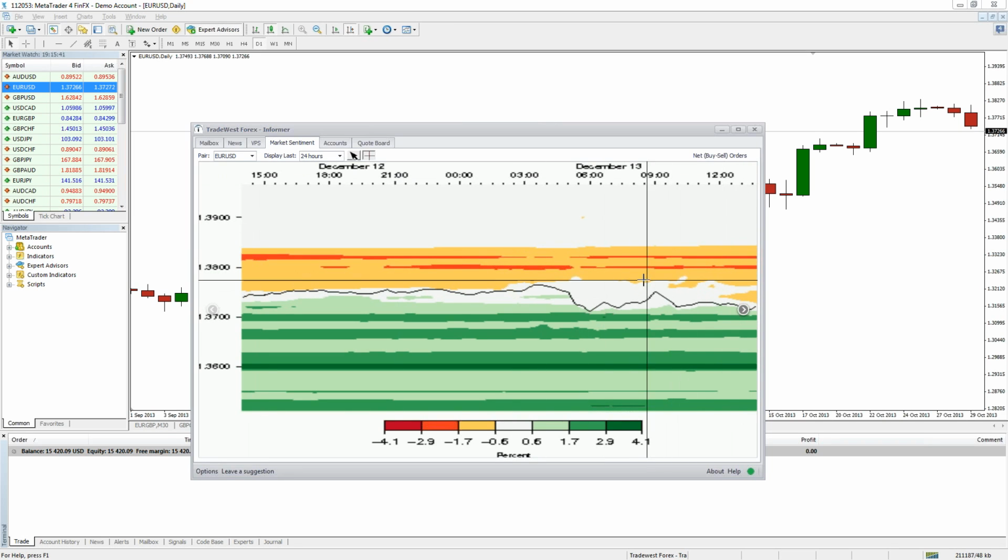So you're seeing a bunch of colors now, and you're probably wondering, what is all this mess? What does all this stuff mean? Well, what this is telling us is where the real limit orders are at in the market. Traders that have buy limits are going to show up in green below the price.